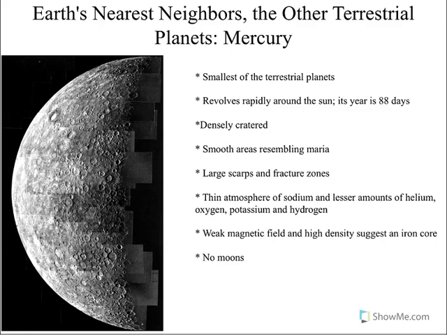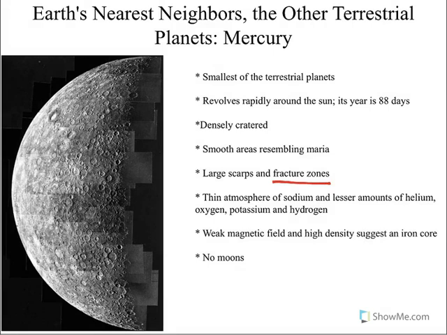We do see large fracture zones, which tell us that there either was or still is plate tectonics on that planet. There is an atmosphere. It's got helium, oxygen, potassium, and hydrogen. It does have a weak magnetic field, which is telling us that it probably has an iron core and a liquid rotating around it. And it's just too close to the sun to have any moons.